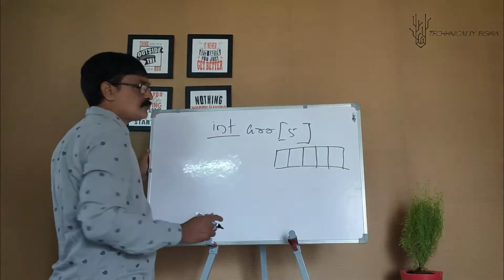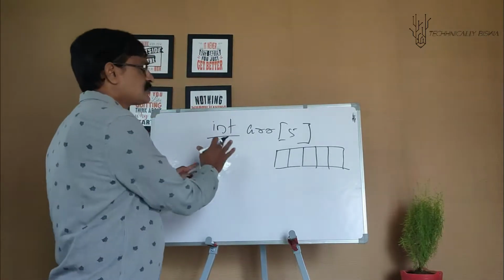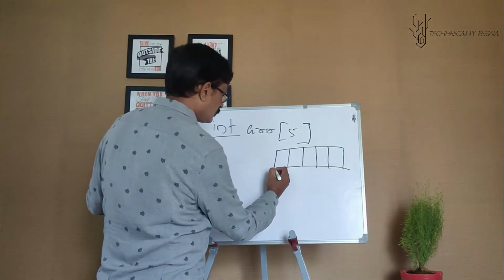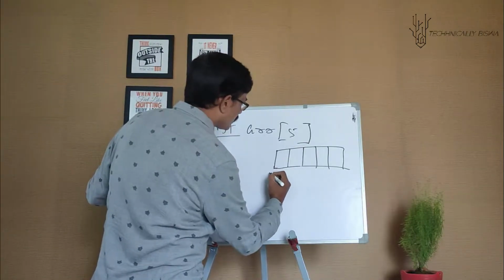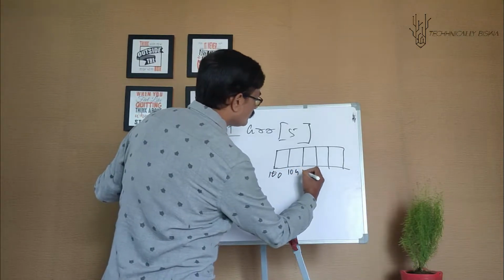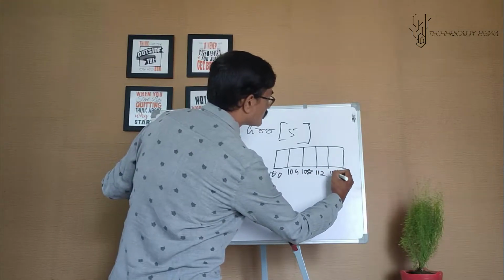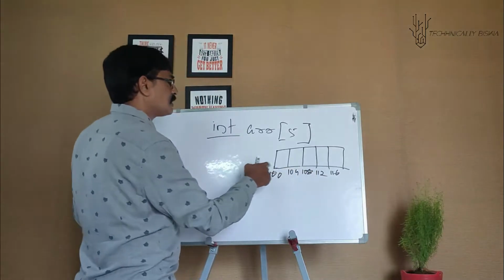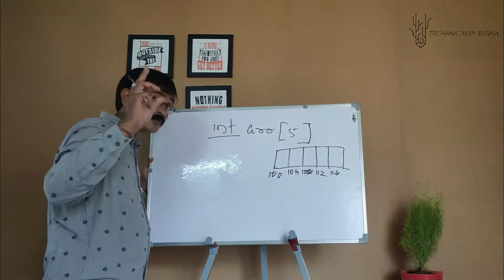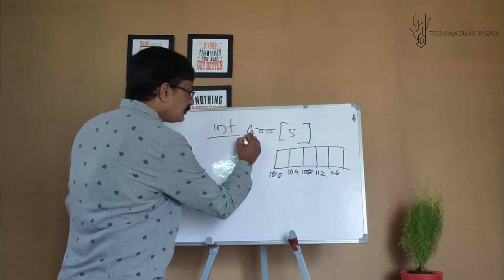Assuming we are talking about a 32-bit system or a 32-bit compiler where the size of an integer is 4 bytes, let's say the starting address is 100, this will be 104, this will be 108, this will be 112 and this will be 116. These are the addresses of individual elements, starting address, mind it. And each of these blocks is 4 bytes. Now, the array name is ARR.